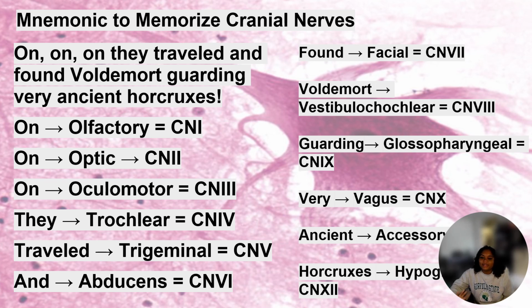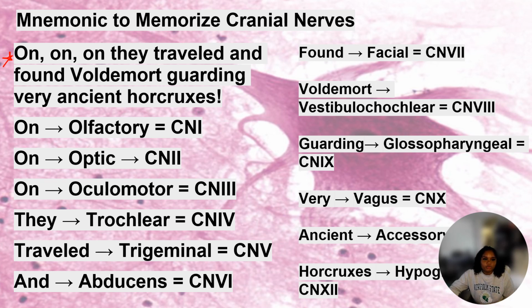This is what I learned from online, me trying to study. You have to remember some of these things. If you do have to memorize the cranial nerves 1 through 12, the mnemonic I learned is: On they traveled and found Voldemort guarding very ancient Horcruxes. Yeah, if you're a Harry Potter fan.